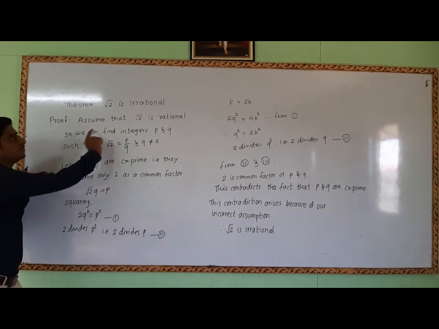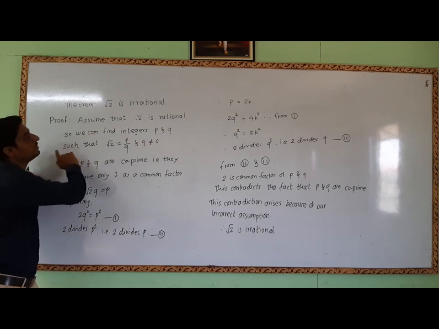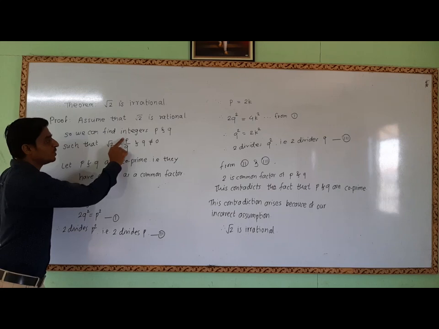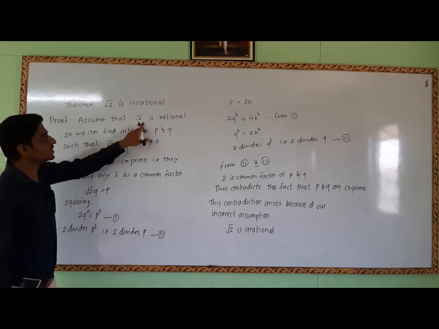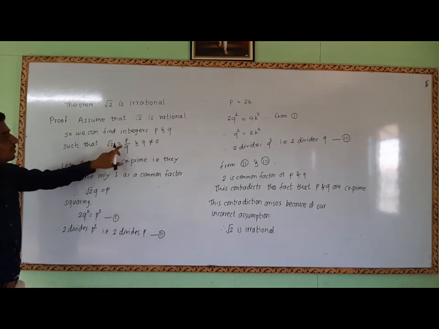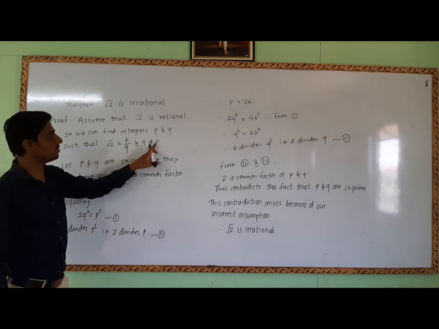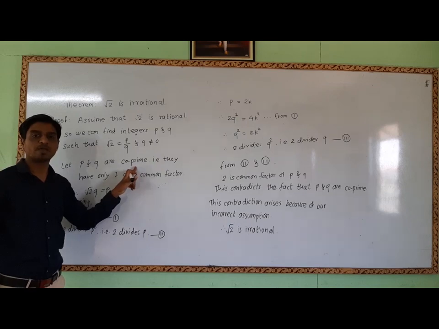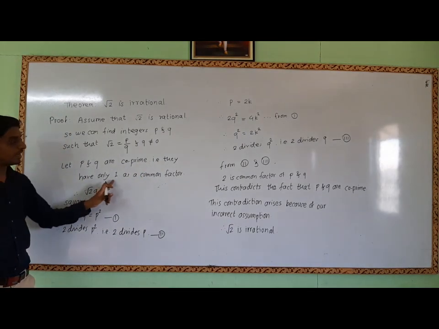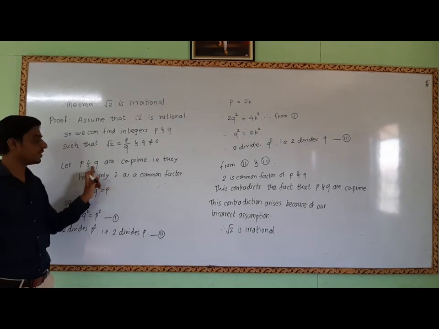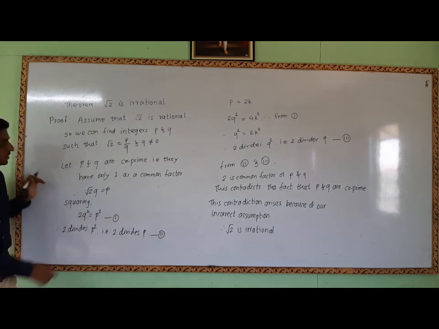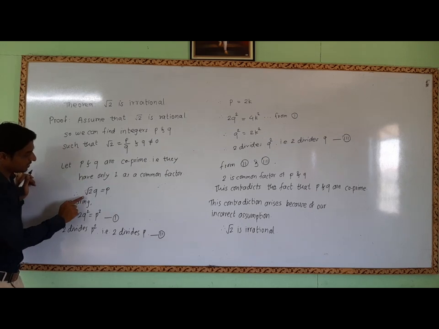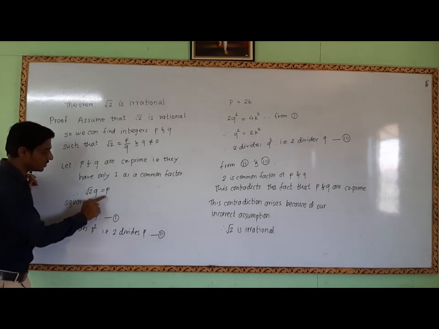Okay, if we have assumed root 2 is rational, then we can find integers p and q such that root 2 is equal to p upon q. If root 2 is rational, then this should be in p upon q form, where q should not be equal to 0 and p and q are co-prime. Co-prime means they have only 1 as a common factor. दोनों में common factor only 1 है. Okay, so if we rearrange this equation, we will get root 2 into q is equal to p.